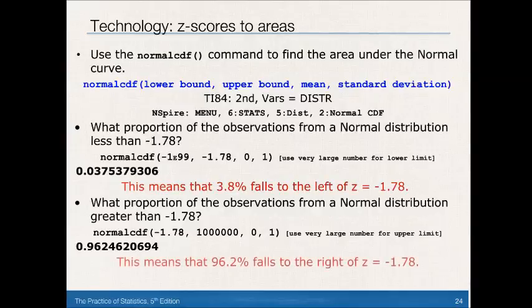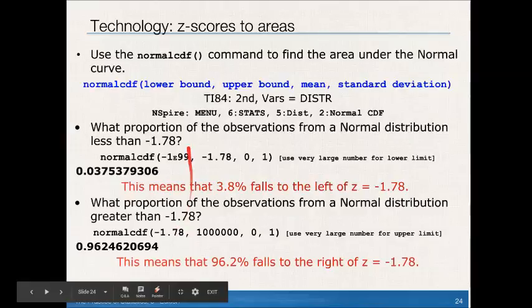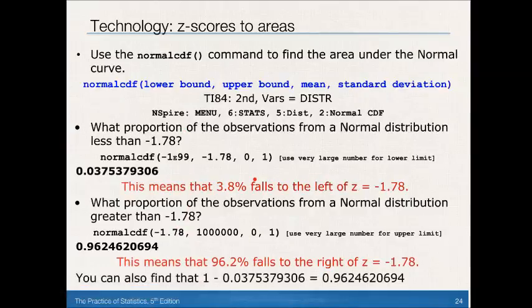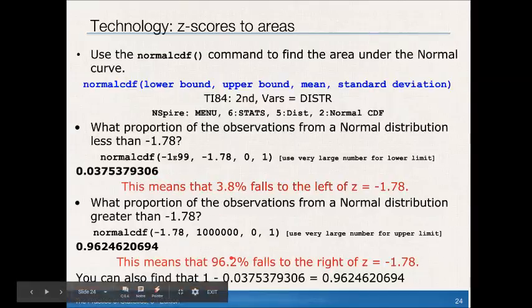And then make a statement. This means that 96.2% fall to the right of a z-score of negative 1.78. Incidentally, because we're using the same boundary there, the upper and the lower add to 100%. So you could actually just subtract the first answer, 0.375 or so, from 1. So after you get this answer, you just hit minus 1 and then ignore the negative sign, and then you would have the area to the right.